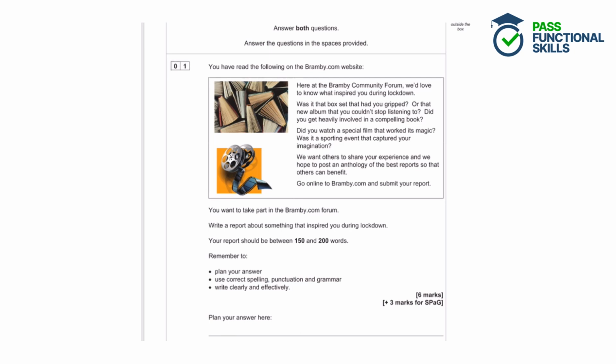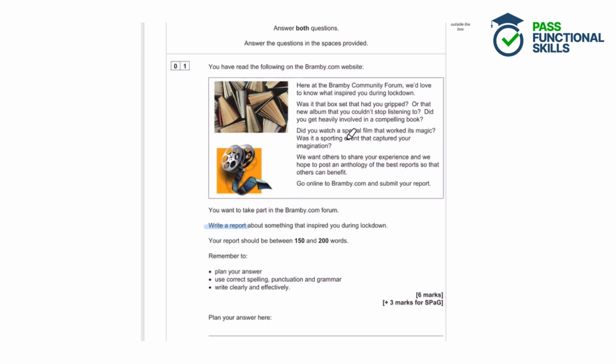So we need to identify what we are being asked to do here. And one of the most important things that we need to know is what text type we're being asked to write. So the text type that we need to write here is a report. So reports are going to include lots of facts and then possibly a summary of the facts, and reports will often have recommendations at the end as well.